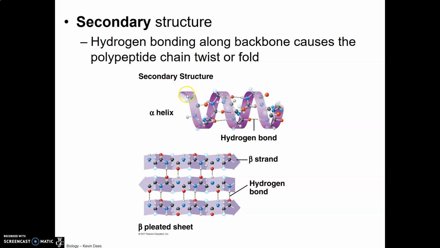Now, secondary structure can exist where our polypeptide chain is twisted and coiled, forming something called an alpha helix, or where the hydrogen bonds form and make a beta pleated sheet as the polypeptide chain folds back and forth on itself, and you can see these hydrogen bonds here. So hydrogen bonding is really, really important to secondary structure in our proteins.